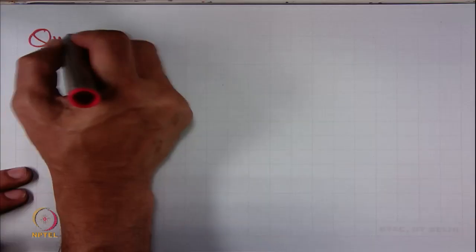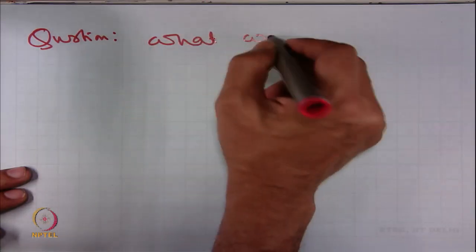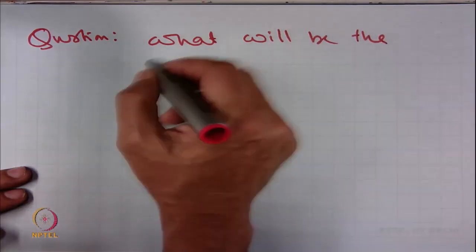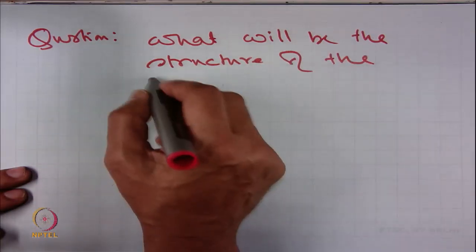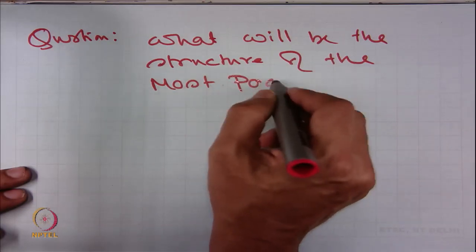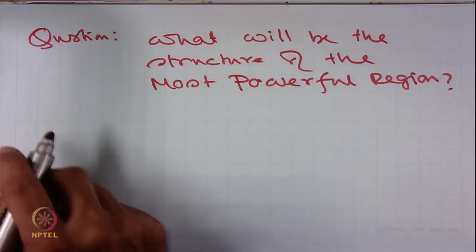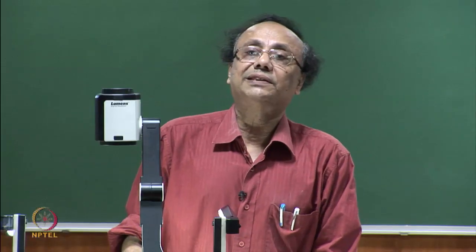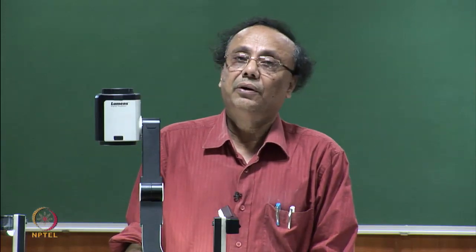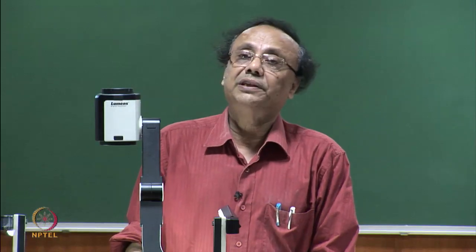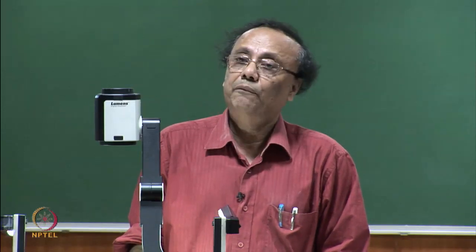In this respect, the question is, what will be the structure of the most powerful region, or in other words, which function of the sample x1, x2, xn we should take, so that based on that we can make the decision of rejecting or accepting the null hypothesis, and the corresponding test is most powerful.